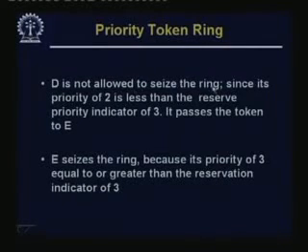D is not allowed to seize the ring since its priority of 2 is less than the reserve priority which has been put there by C, the reserve priority indicator of 3. So, it passes the token to E. E seizes the ring because its priority of 3 is equal to or greater than the reservation of 3.